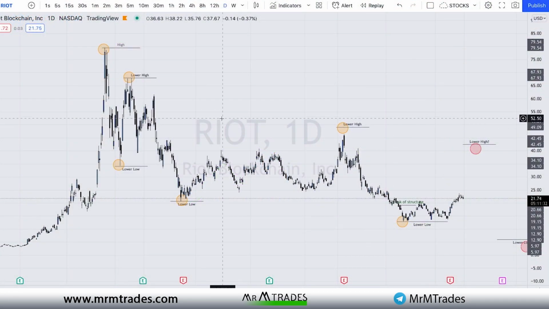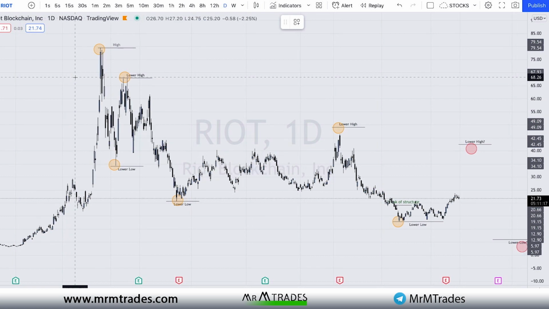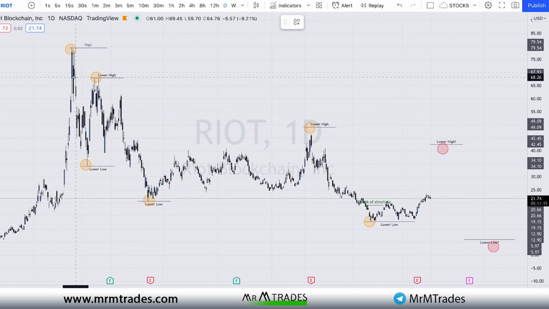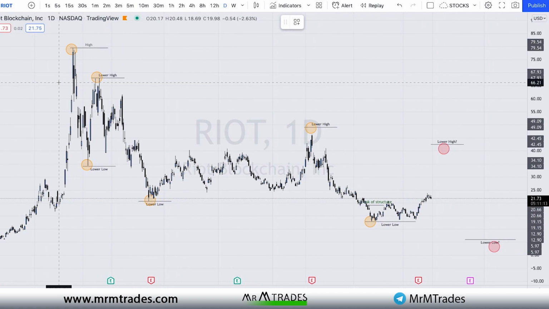I've got the Riot Blockchain Incorporated stock here, which is trading on Nasdaq. And I'd like to also mention that we are not using any indicators today. We are simply following the structure, and with that we are anticipating our next move. Remember that we are not predicting any moves, we are reacting to what the market and price tell us.